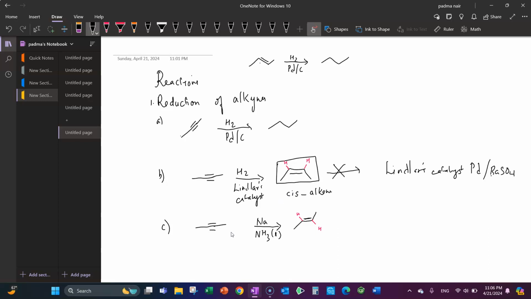And then the final one is the reaction of an alkyne with sodium in liquid ammonia, and it forms the trans alkene. Okay. All right. So you are expected to know the mechanism of this third reaction. So we will do that in the next page.